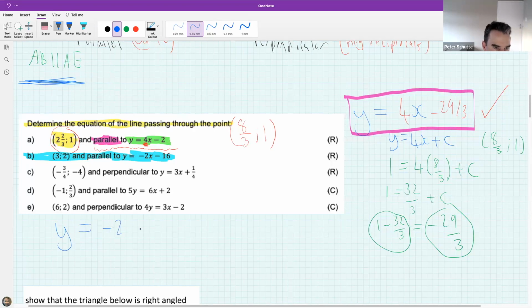I think because the lines are parallel, you know that the gradient is -2, and you're going to use the point (3, 2), which is given to you. That would be my first step. But you still have to find the elusive c, so you know what the equation of the straight line is that you're looking for. What do you guys think?